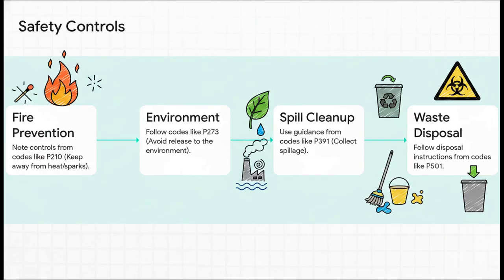But it's not just about what you wear. The form also covers other critical things. A code like P210 tells you your fire prevention rules. P273 tells you how to protect the environment. P391 gives you instructions for cleaning up a spill, and P501 tells you how to dispose of the waste safely. Every single part of the plan is guided by these codes.